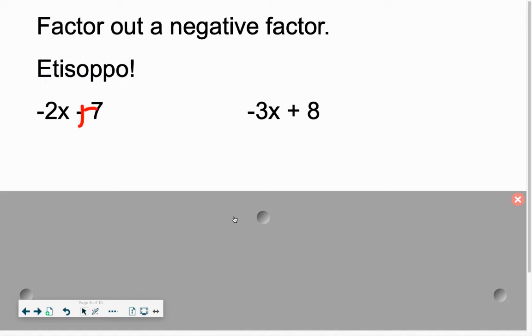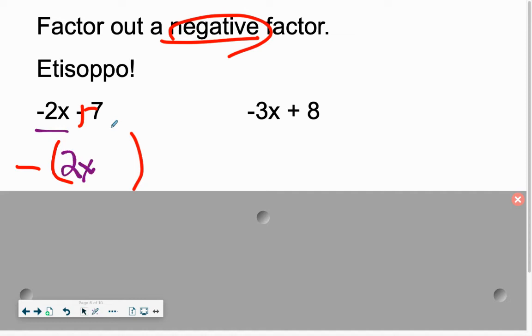But then there's nothing in common with both 2 and 7. The GCF is 1. So what we're going to factor out is that negative. So please circle up the word negative. Factor out the negative. We're just factoring out the opposite. So again, here we go. What is the opposite of a negative 2x? It's a positive 2x. Plus, what is the opposite of a negative 7? Positive 7. Done.